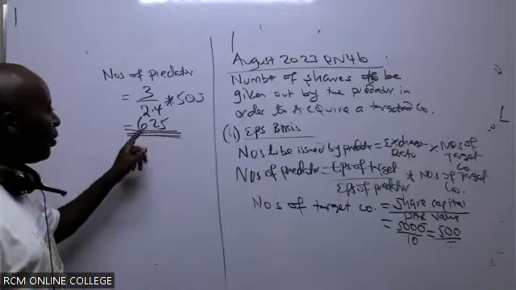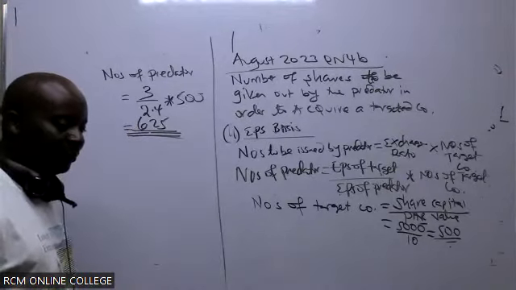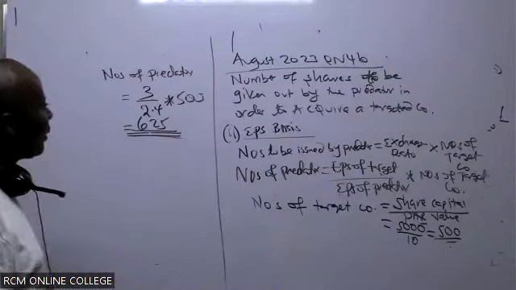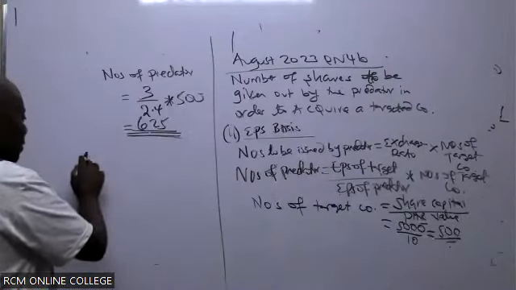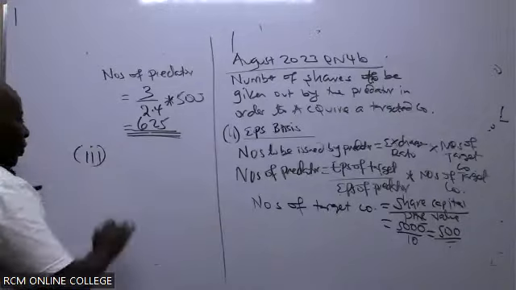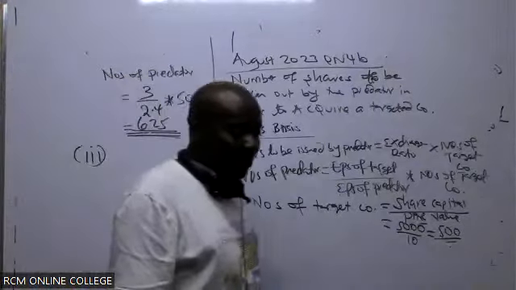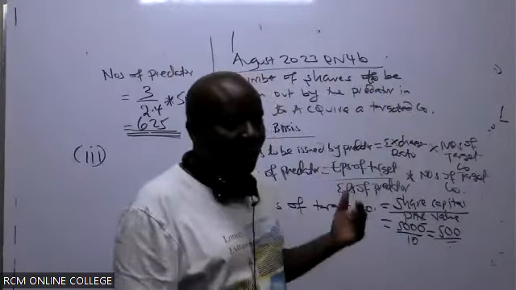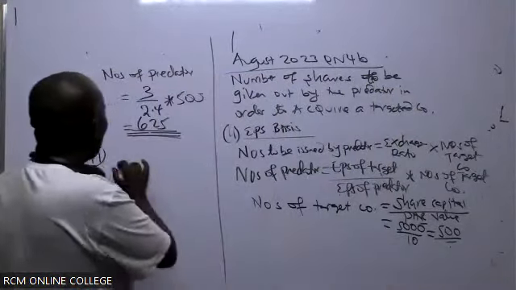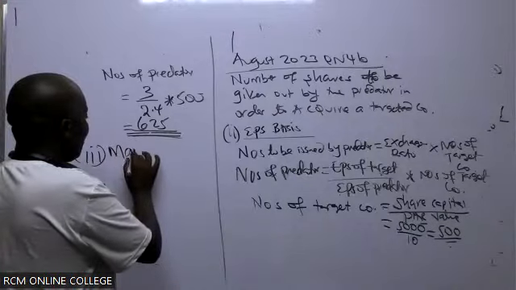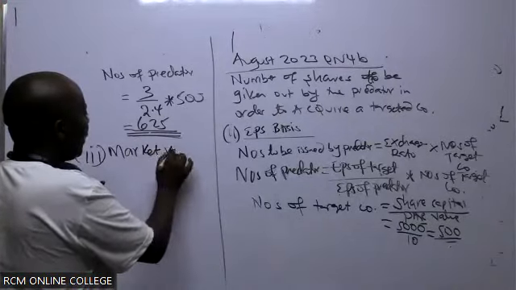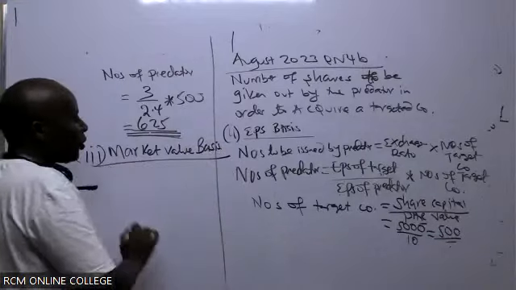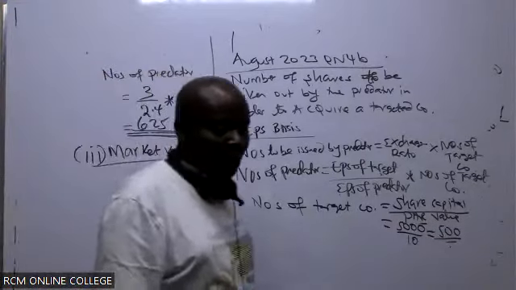So Oscar, are you able to see where you went wrong? Already I can see you have a figure. Now from there, we go to another basis. So number 3, we go to another basis. Now this time around, they want you to use the market value basis. Let me keep quiet for a minute. They want you to use the market value basis.